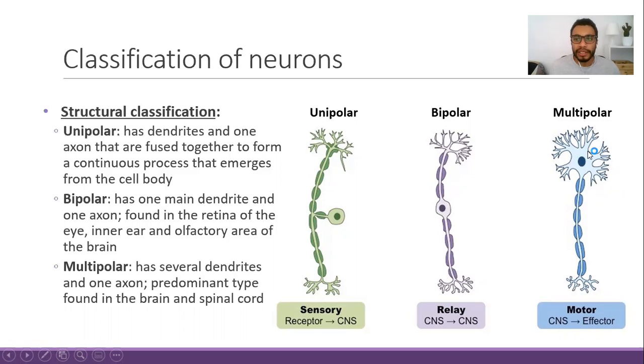Whereas the multipolar has multiple dendrites, as you see here, emerging from the cell body, and has one axon. This is the predominant type found in the brain and the spinal cord. The vast majority of neurons that we have are multipolar, and they are found as motor neurons as well as effector neurons in the central nervous system.